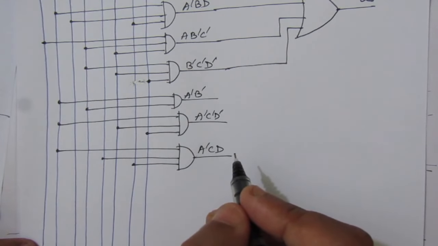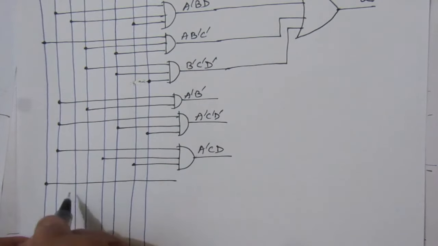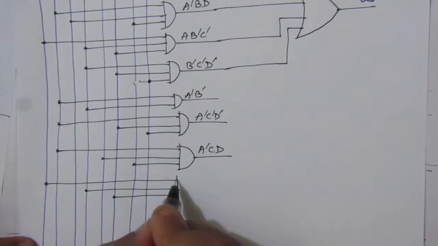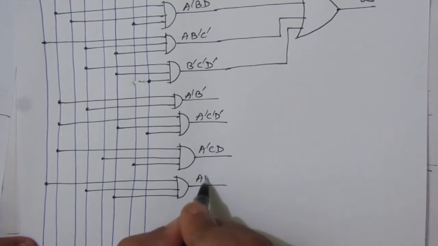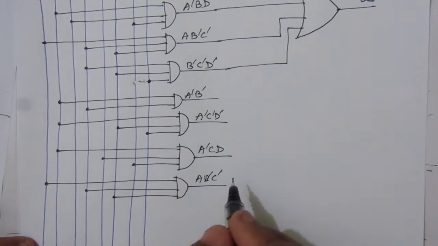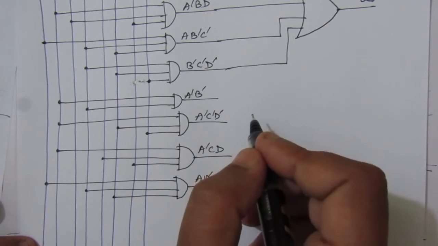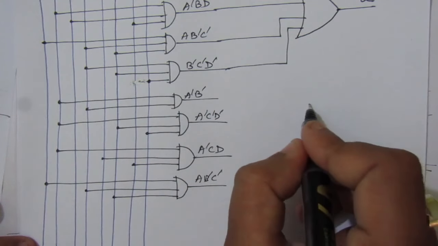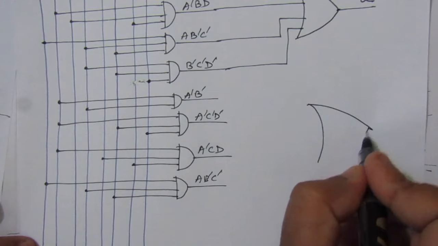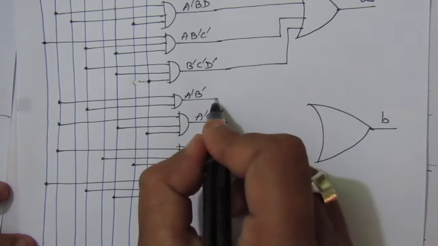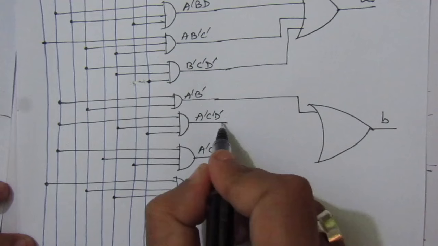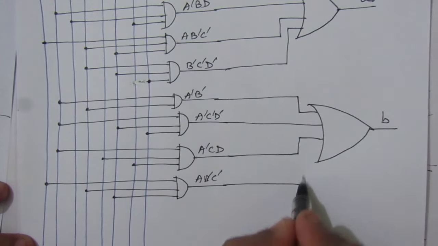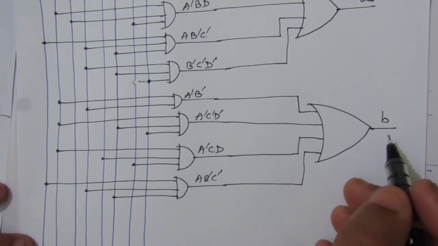Then we have A B bar C bar. So we have got all the minterms. Then we have to add these using a 4 input OR gate to get the output function small b. These will be the inputs of this gate, so we have got small b here.